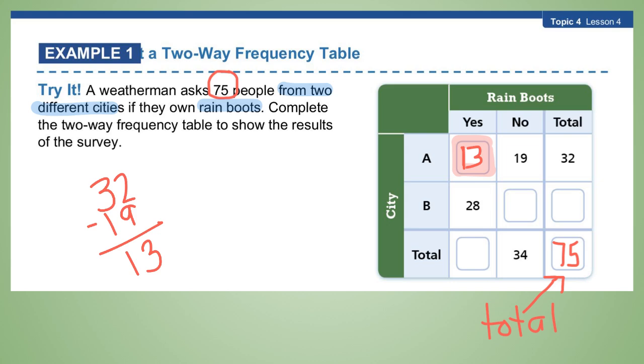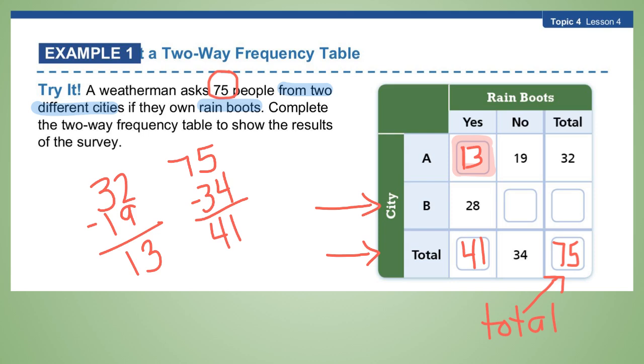Okay, let's try another one. I don't think I can do city B yet because there's not enough information in that row. But I bet I can figure out my total yeses. So there were 75 total people. 34 total people said no. So that's going to leave me with 41 people that said yes.